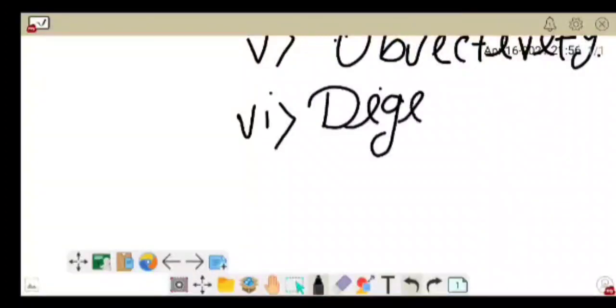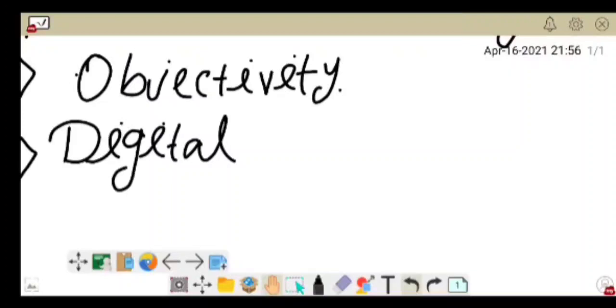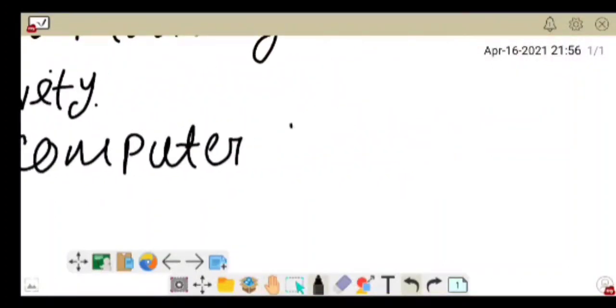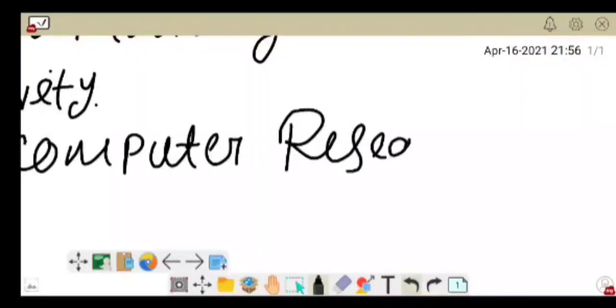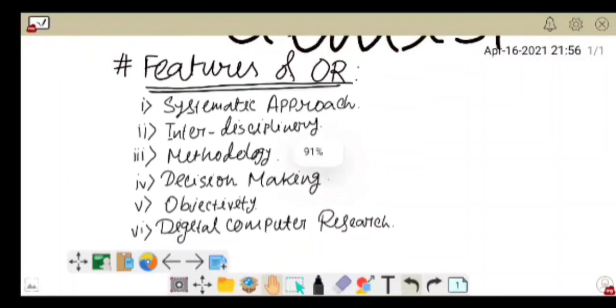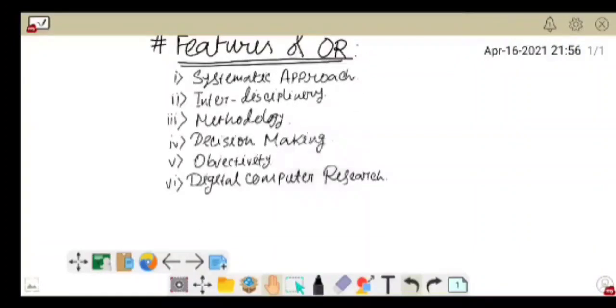And then another one is number 6, that is digital computer research. Okay, so here it is, the features of that. You guys can write it down from here.